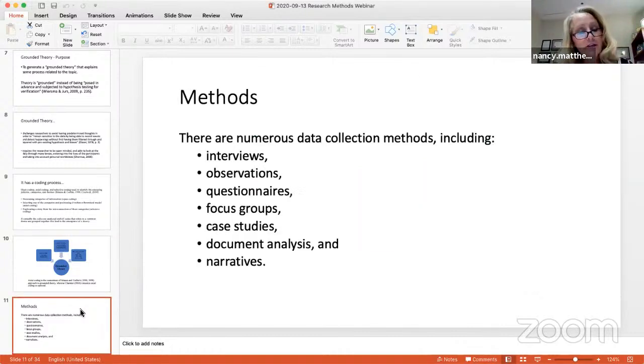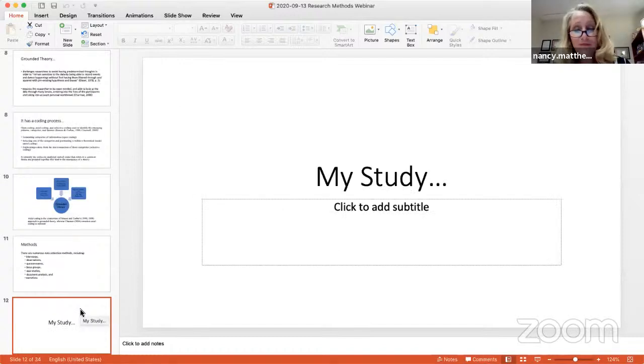Looking at methods, there are numerous methods, and Ken mentioned a few methods earlier, and there certainly are numerous data collection methods, including interviews, observations, questionnaires, focus groups, case studies, document analysis, and narratives. And I will share a bit about my study next, which will include the methods that I used in picking out the methods to get to the grounded theory.